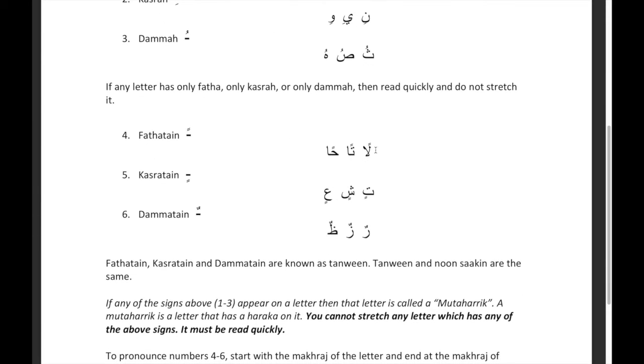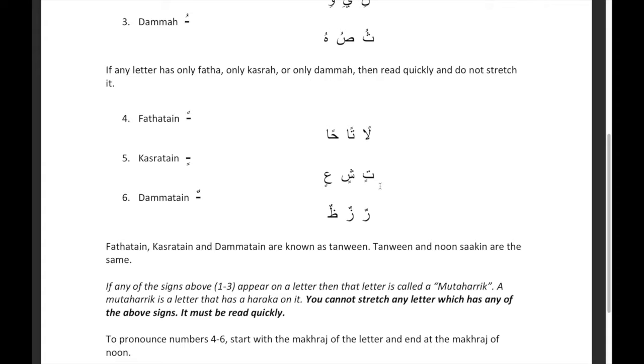And similar to these as well. Lan, tan, han, not lan, tan. They will not be stretched. Tin, shin, in, run, zun, dhun.